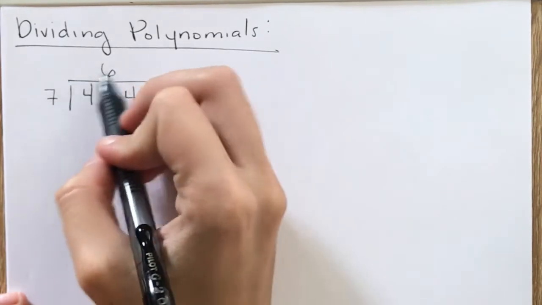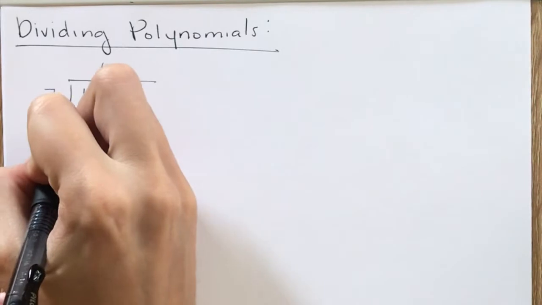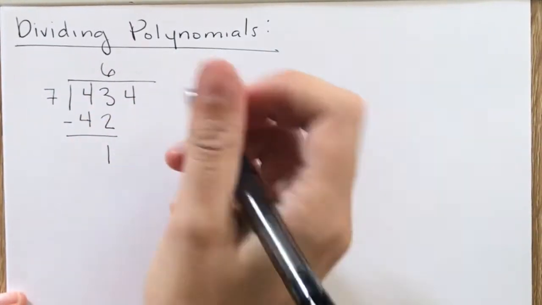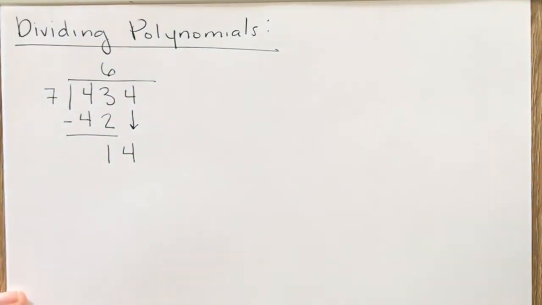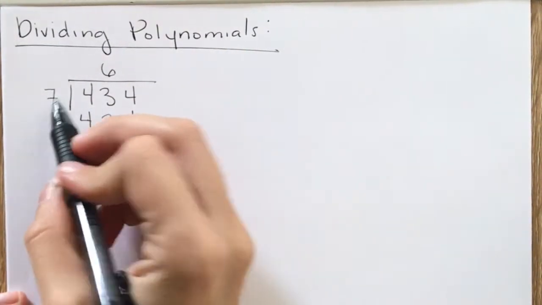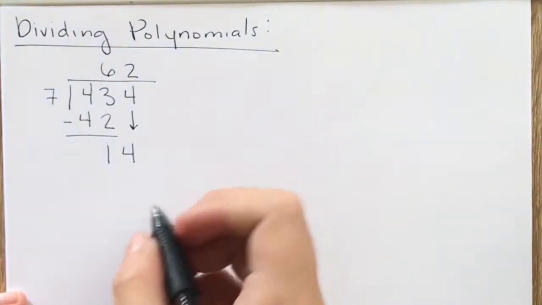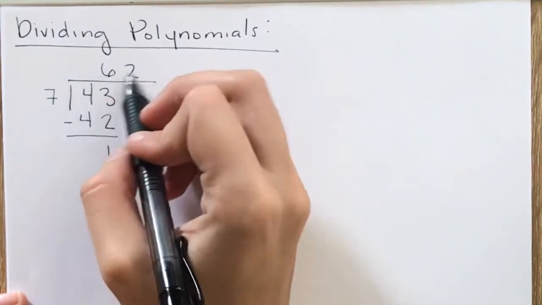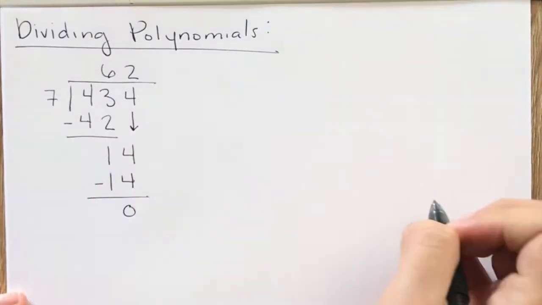Then we multiply, right? 7 times 6, which gave us 42, and we subtract. So we get 1, and then we bring down this next digit to get 14. Then we do the same thing. We repeat that process. So how many times does 7 fit into 14? It's 2. We place that 2 above the 4, and then we do the same thing. We multiply, so we get 14, we subtract, and we're left with 0.